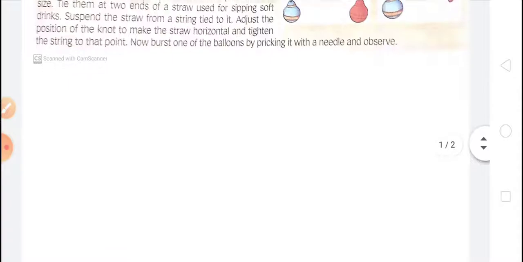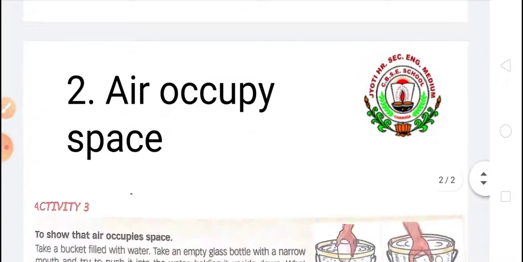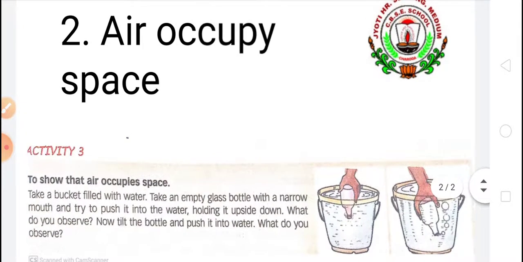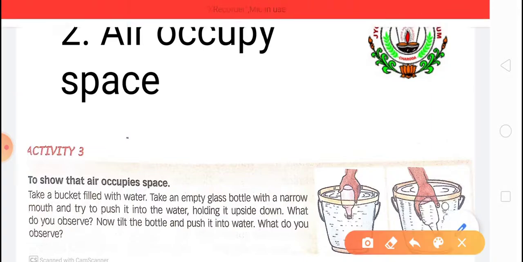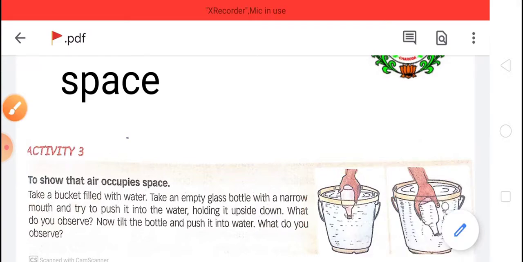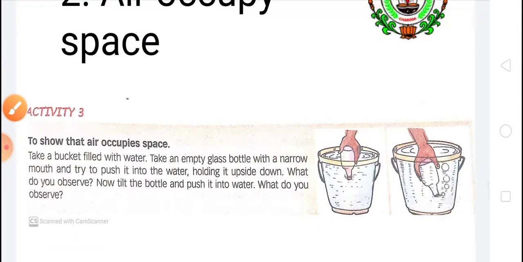The other property of air is that air occupies space. Here also you can do one simple activity to understand how air occupies space. To show that, you have to take a bucket filled with water, and take an empty glass bottle with a narrow mouth and try to push it into the water.